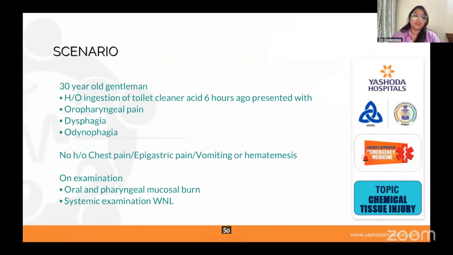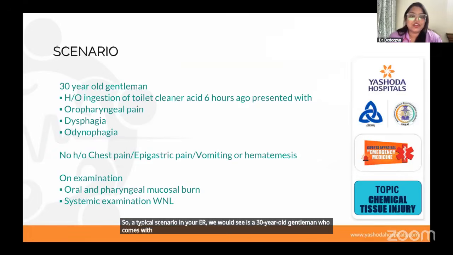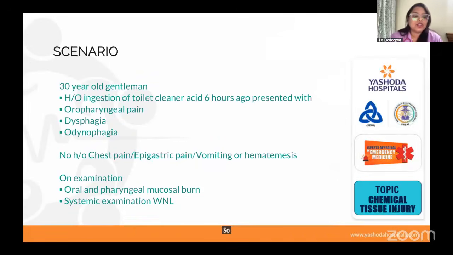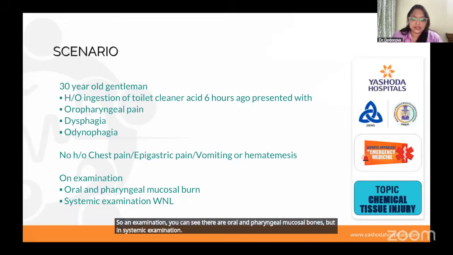So a typical scenario in your ER we would see is a 30-year-old gentleman who comes with history of ingestion of a toilet cleaner, acid, 6 hours ago, presented with oropharyngeal pain and both difficulty and painful swallowing, with no history of chest pain, epigastric pain, vomiting, or blood vomitus. On examination, you can see there are oral and pharyngeal mucosal burns, but in systemic examination, there is nothing significant. This would be a typical scenario.